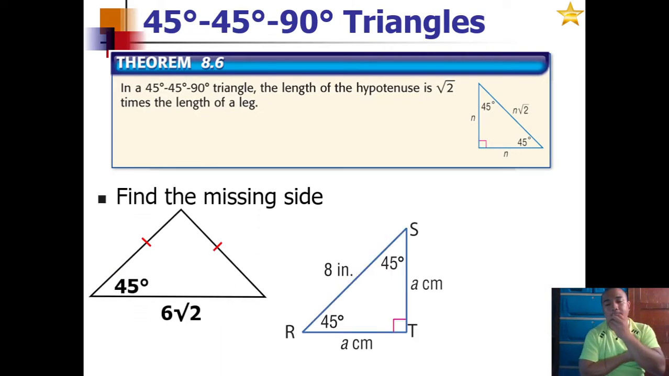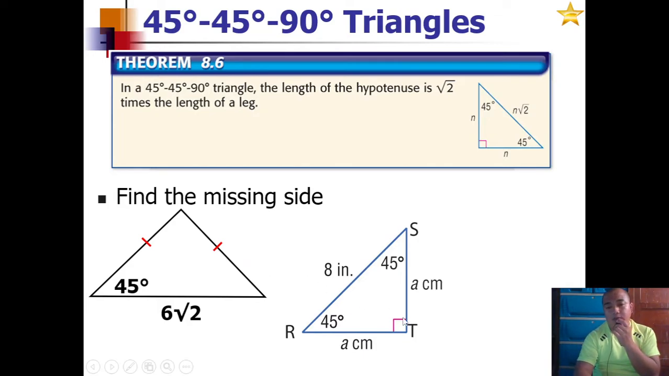Now let's find the missing side here, number 1. So this is 90 degrees, and this is also 45 degrees. So it's an isosceles right triangle, or 45, 45, 90 triangle. Given that the length of the hypotenuse is 6 square root of 2, what's the length of the legs? That's equivalent to 6, right?